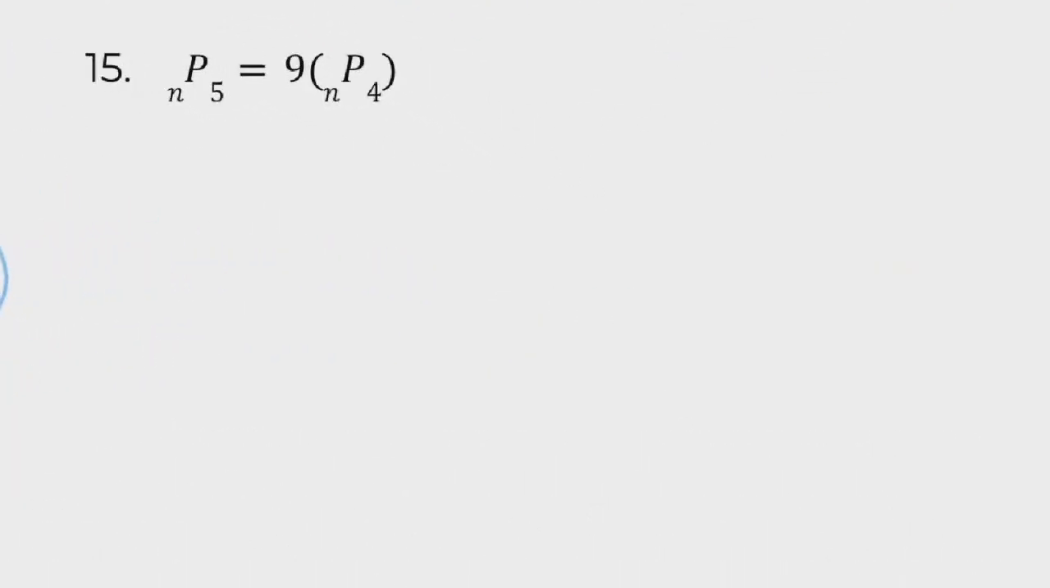For number 15, we have nP5 equals 9 times nP4. So nP5 is n factorial over n minus 5 factorial. And nP4 is n factorial over n minus 4 factorial.